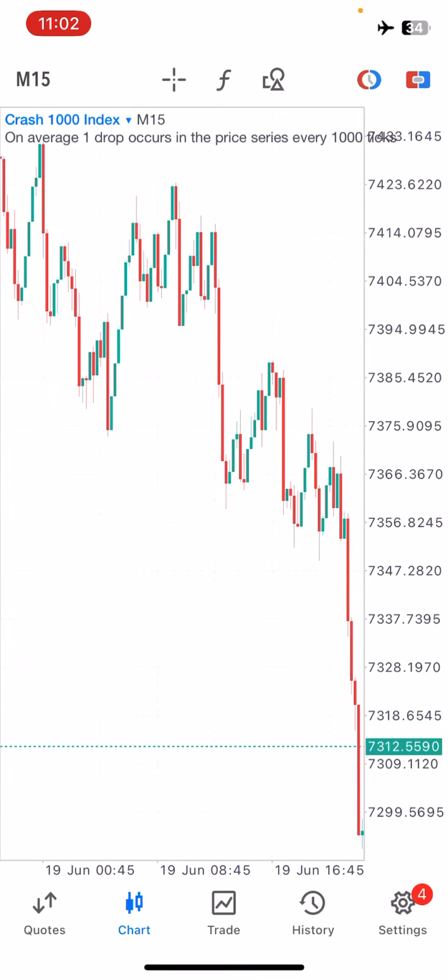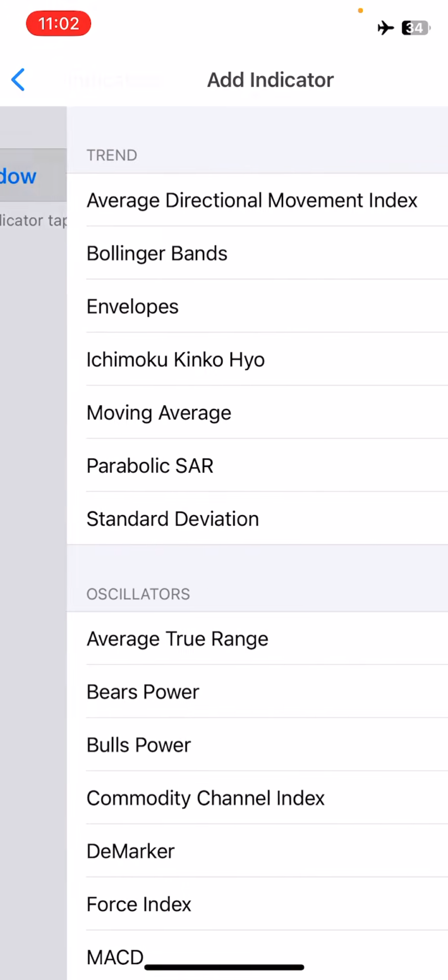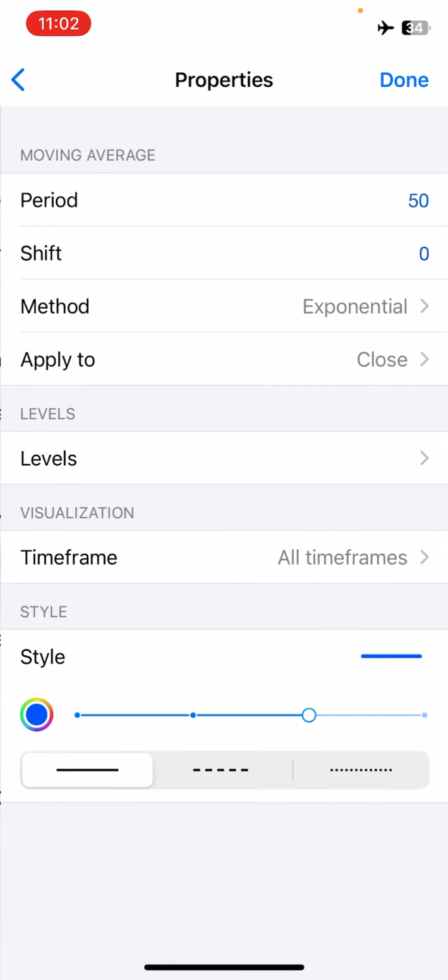Okay, so the first indicator that we want to install is going to go to our main chart. So I'm going to go to my indicators section. For those that don't know the procedure, this is how you install indicators on your mobile. Okay, so I'm going to go to main window. Then the first indicator that we want to install is a moving average, which is this one.